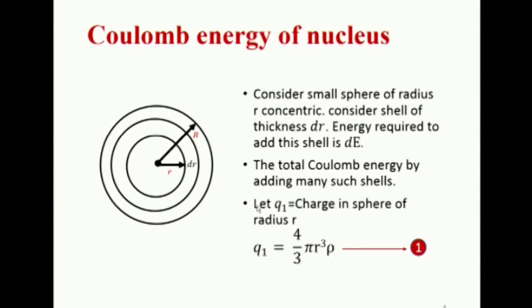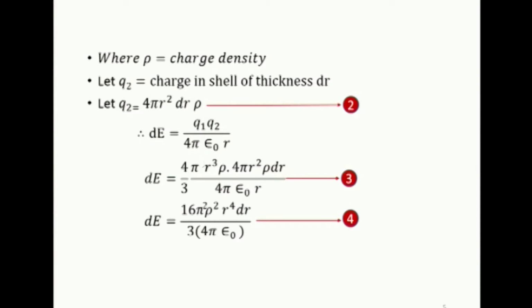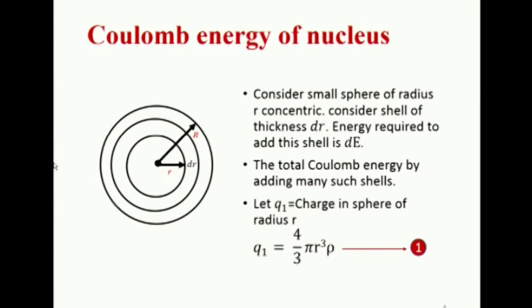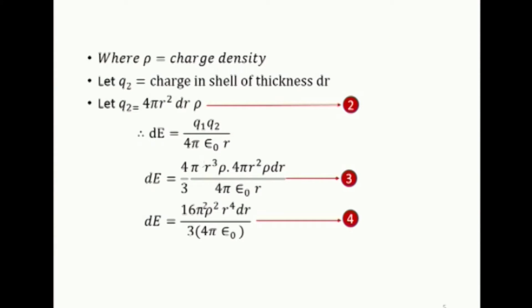So, how will we calculate now? Let Q1 be the charge held by the sphere of radius r, which is 4 by 3 pi r cubed into rho. 4 by 3 pi r cubed is the volume of the small sphere and rho is the charge density. Now, what is Q2? Q2 is the charge in the shell of thickness dr. Here this is Q1 and here this is Q2. So, what will be the charge inside the shell? For that I have to see the volume of the shell.